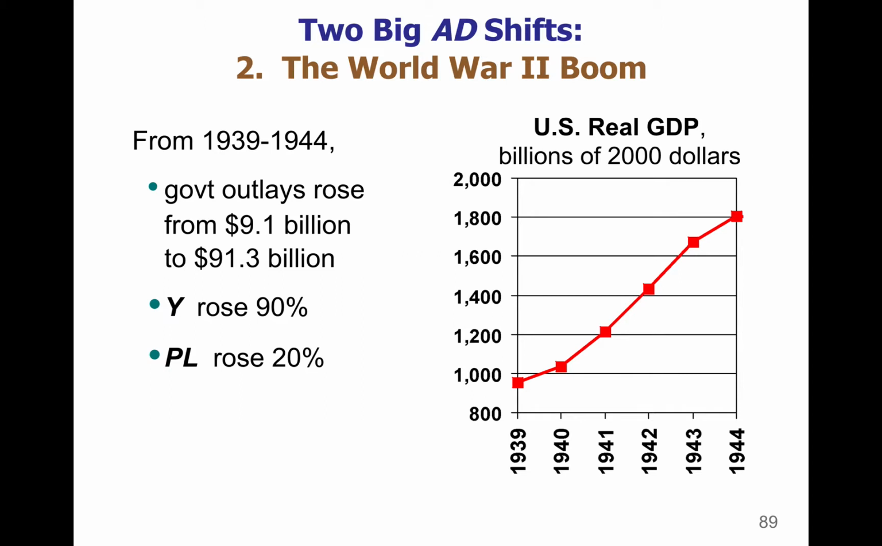So real GDP, it's rising significantly, mostly on the backs of government spending, which will ultimately come from taxes or the US government selling bonds. And a lot of people believe it's this particular positive demand shock that caused unemployment to go to its lowest in US history, which is 1%, and ultimately gets us out of the economic problems from the Great Depression.